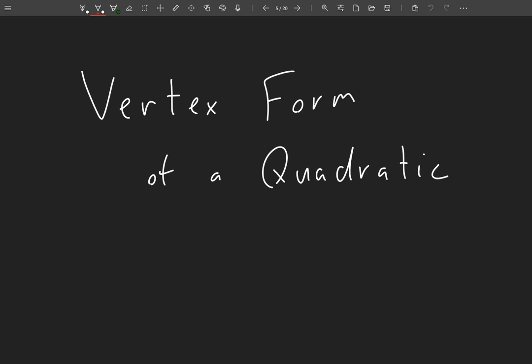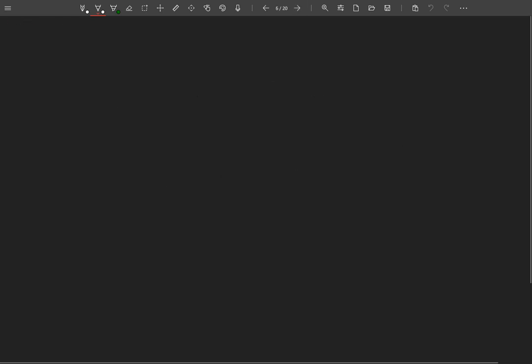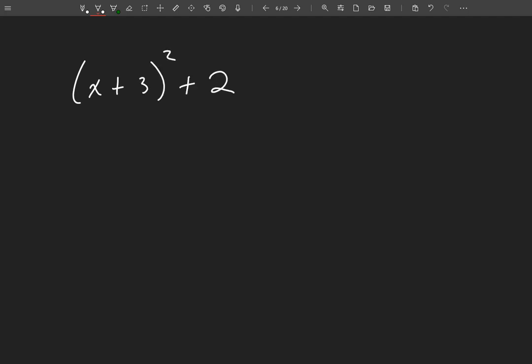Now, we may not have called it vertex form before. I think we called it point slope form with linear functions, excuse me. But vertex form is going to be a function that looks like this. And if you remember from our parent functions discussion, if you change this sign and don't change this sign, it gives you the new starting point.